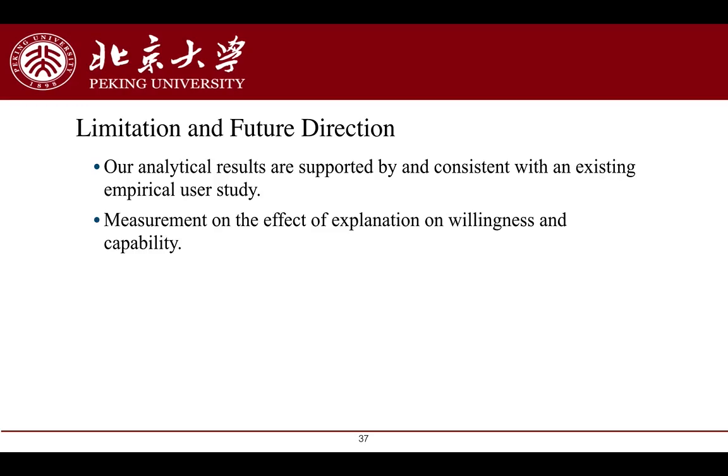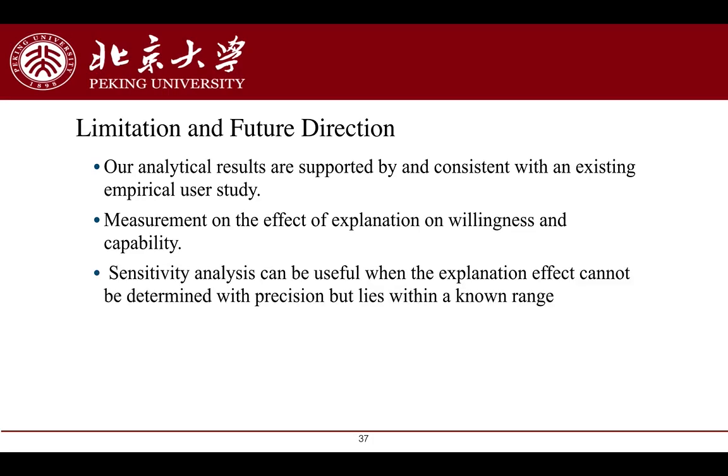A second limitation is the lack of a direct procedure for obtaining explanation effect on willingness and capability. Prior work suggests that the impact on the willingness can be obtained through facial expression, while the impact on capability can be traced through historical behaviors. Also, sensitivity analysis can be useful when the explanation effect cannot be determined with precision, but within a scope.